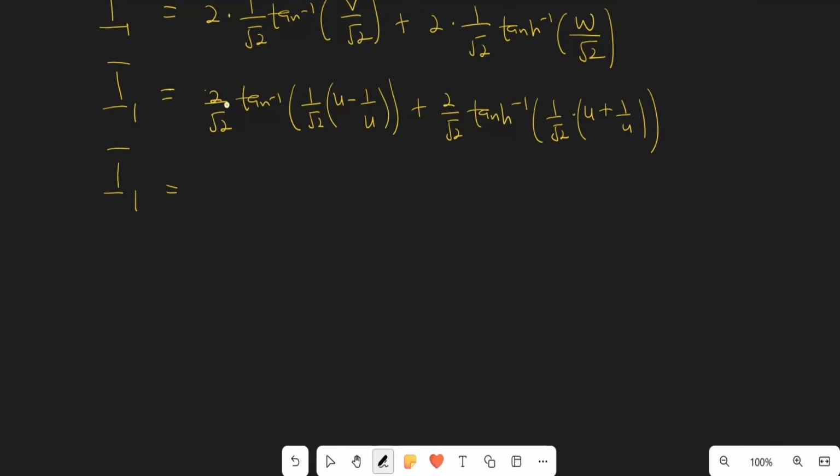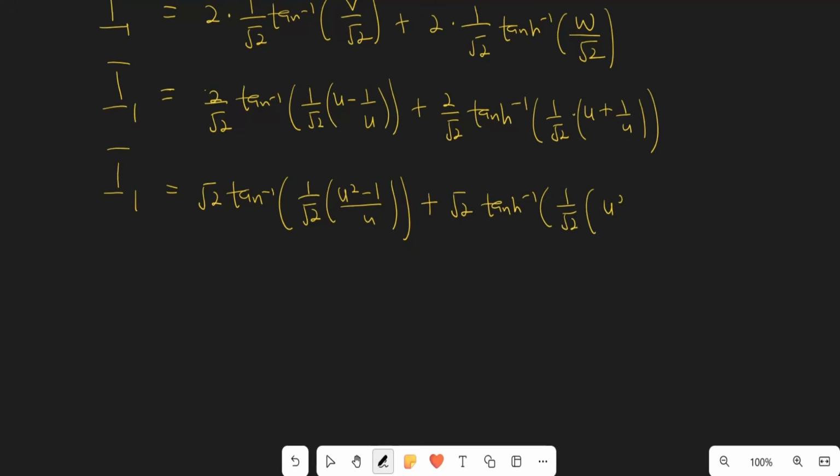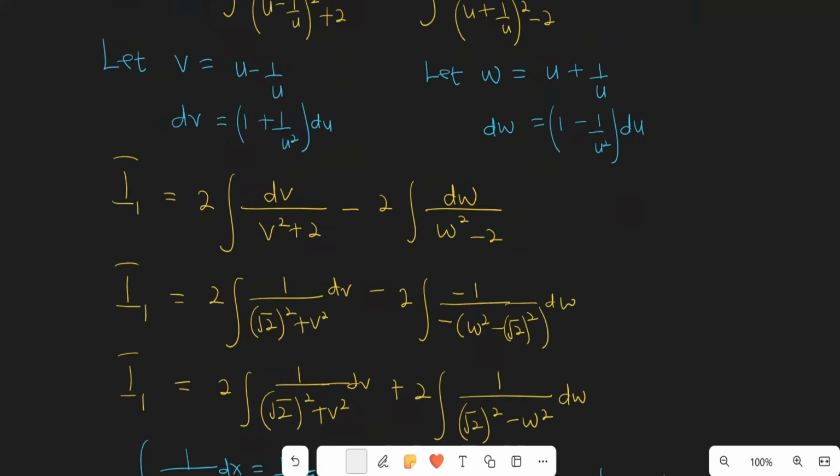I1 is going to be equal to, rationalizing this radical, the square root of 2 times the tan inverse of 1 over the square root of 2, and now multiplying these ones is going to be u squared minus 1 over u, plus, rationalizing this, the square root of 2 times the tan hyperbolic inverse of 1 over the square root of 2, and then this is going to be u squared plus 1 over u, like this. So now we can go back up, right?